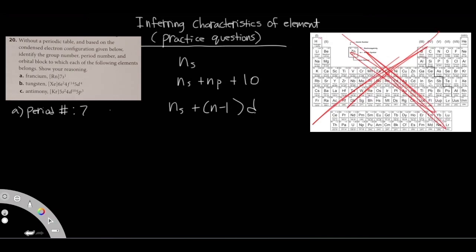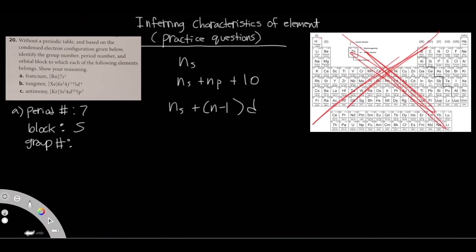What else? What is the last letter of that shorthand configuration? It is S1. So S is going to be our block number. Sorry, block. All right, so that's the orbital block that's mentioned in the question. So we've done the period number, we've done the block, now we've got to do the group number.